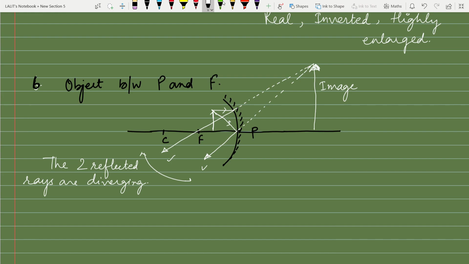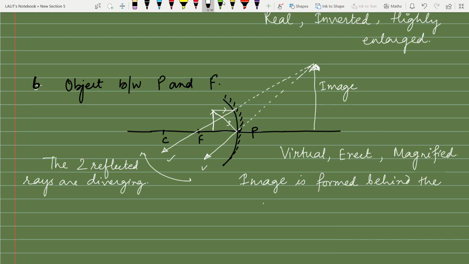Now these rays are not meeting by themselves, so the image nature is virtual, and if it is virtual it has to be erect, and if you see the size, the image is magnified and image is formed behind the mirror. Okay, so these are the 6 different diagrams in concave mirrors.